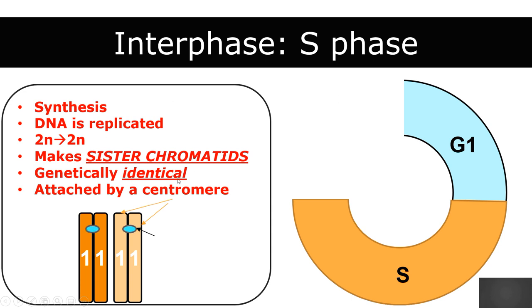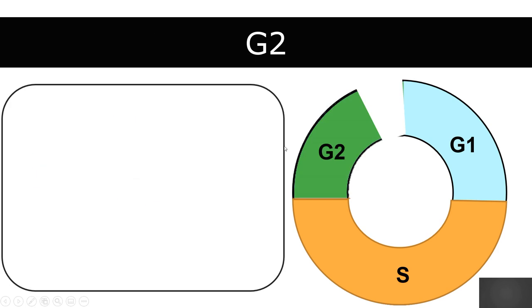And so again, when they're counting chromosomes, they're only counting by centromeres, so we're still considered to be in a diploid state during S phase. And the most important thing about S phase is that DNA is replicated, creating those genetically identical sister chromatids.